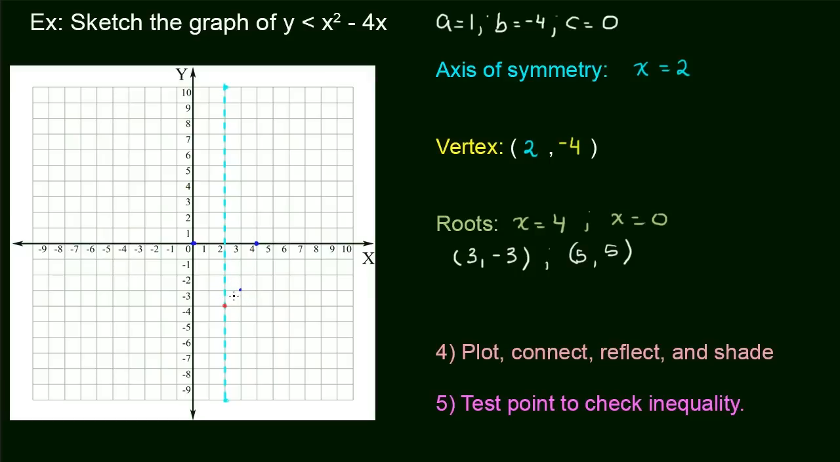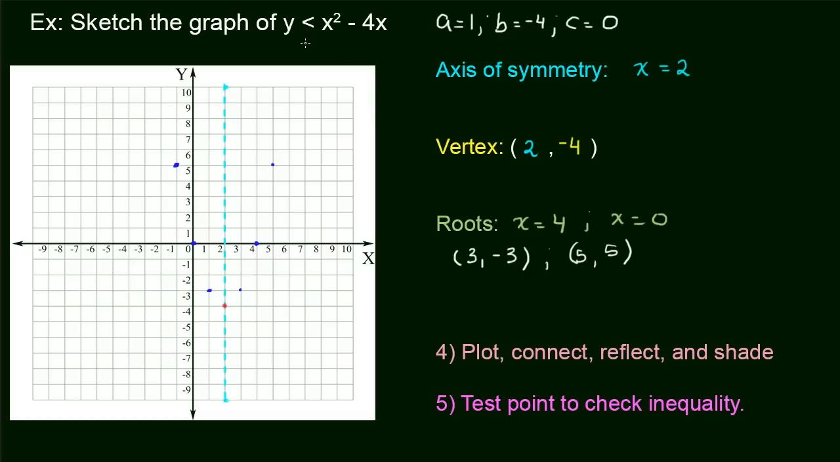We also got at x equals 3, y equals negative 3, and I'm going to reflect that. This is 1 across from the axis of symmetry, so the reflection would be 1 across from the axis of symmetry. I also have at x equals 5, y equals 5. This is 3 away from our axis of symmetry, so 3 away from our axis of symmetry with reflection: 1, 2, 3. It's right over here. And now I'm going to connect my points on my parabola.